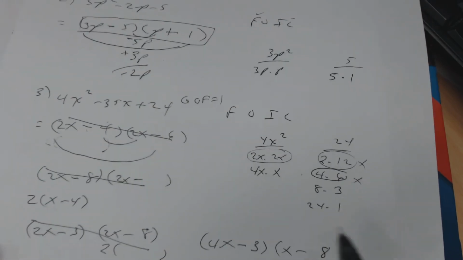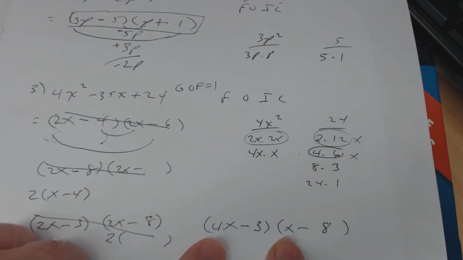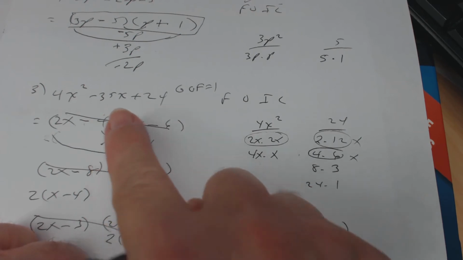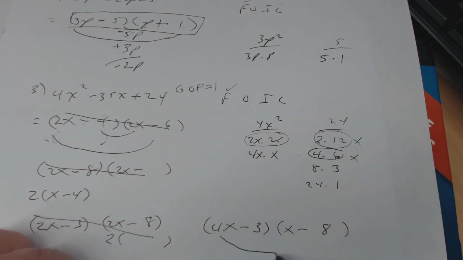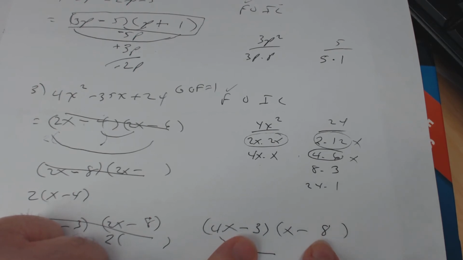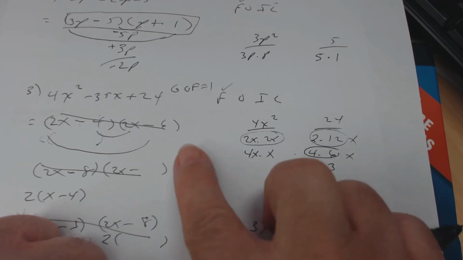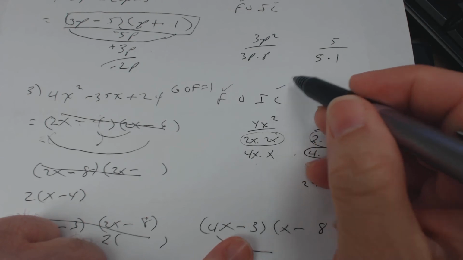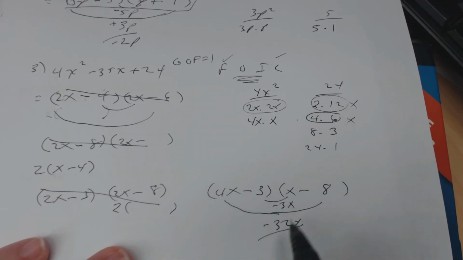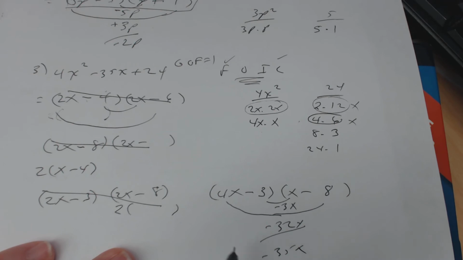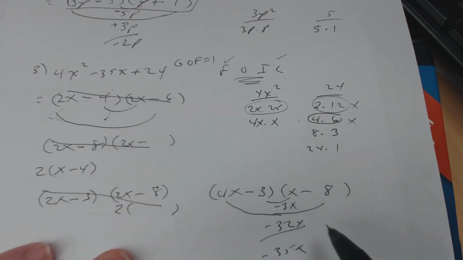Go back to here. So F, 4x times x is 4x squared. So far we're okay with the F. The last: a negative 3 times a negative 8 is a positive 24, and that's what I wanted. So the L is okay. Now let's do the outer and the inner. The outer is a negative 32x. The inner is a negative 3x, and voila, when I add them up, I get a negative 35x, which is what I wanted. So there's your answer.